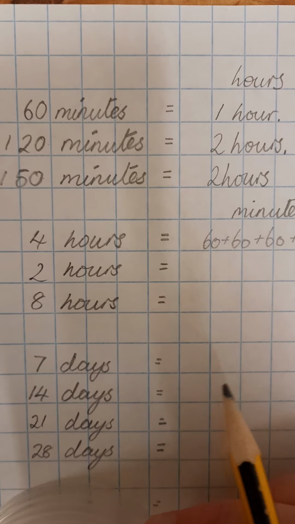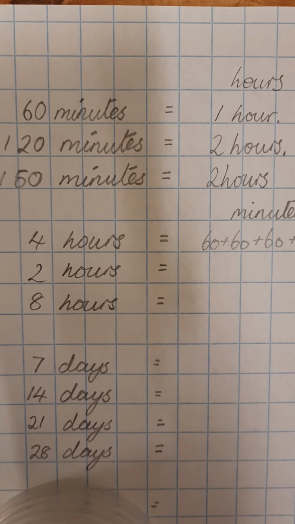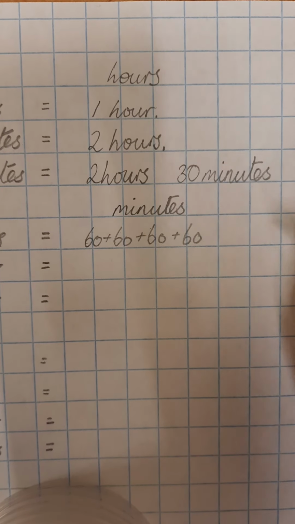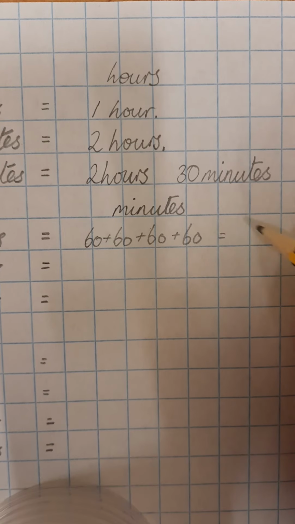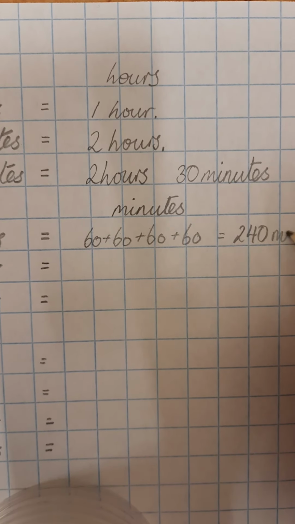So press pause, decide which way you're going to use or what method you may use, and work it out, and then we'll come back and have a look at the answer. So we have our answer, and that would come to, using one of the different methods, 240 minutes.